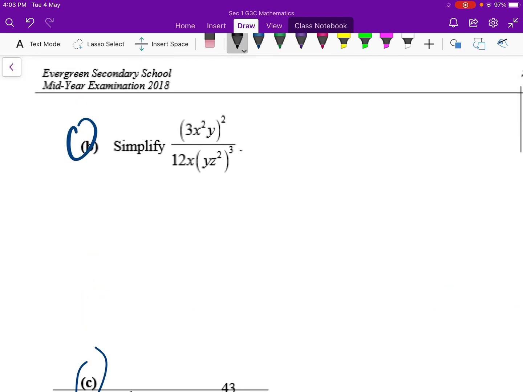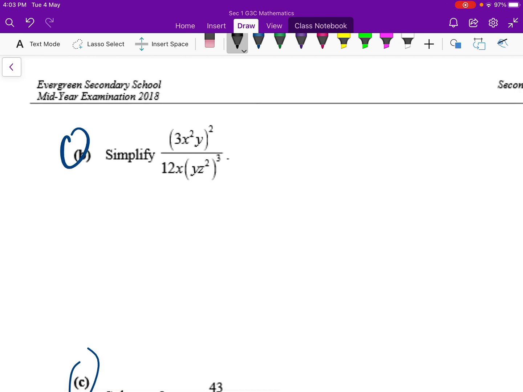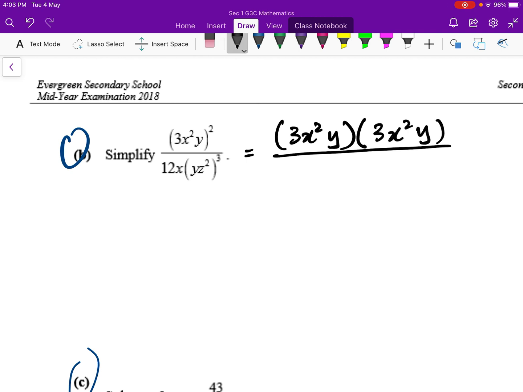Next, simplify. Follow the instructions, you'll be fine. We see a fraction. We have 3x squared times y, and we square the whole thing. So what does that mean? We are simply multiplying 3x squared y by itself. So I'm going to remove the square and I'm going to change it to become 3x squared y times 3x squared y. So look at the numerator. What does this mean? It's 3 times x times x times y times 3 times x times x times y.